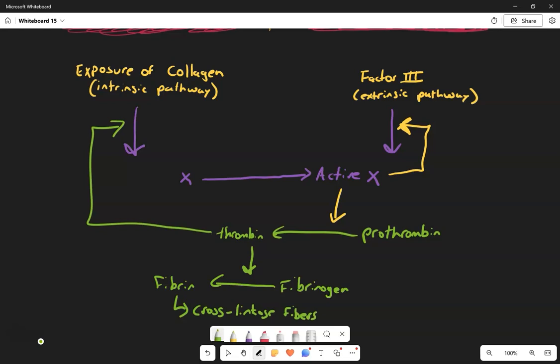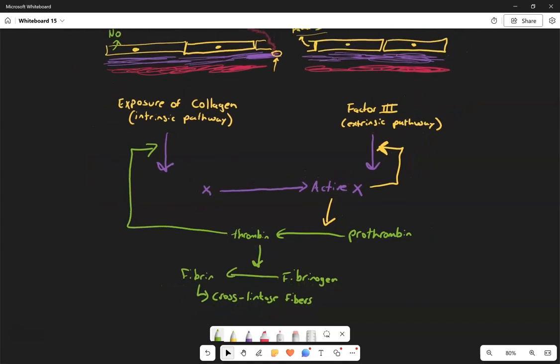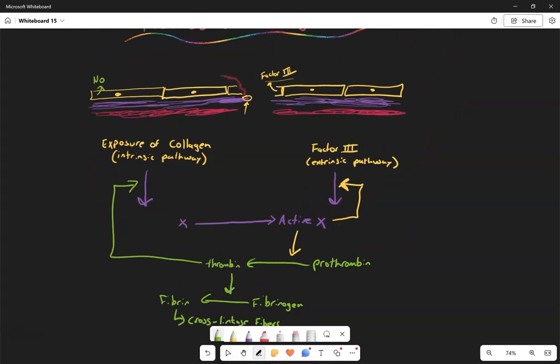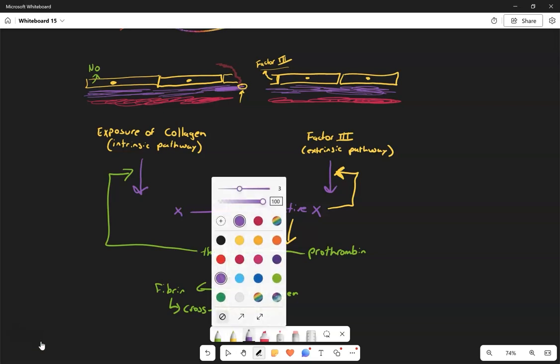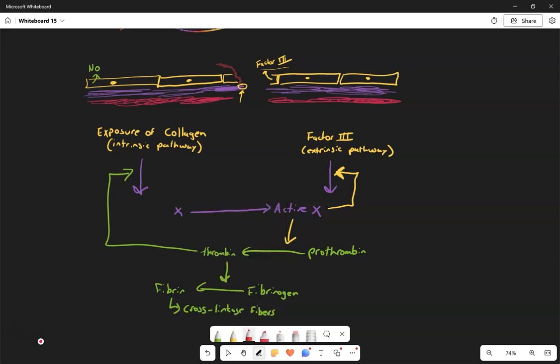Right? So when we get this exposure of the blood cells to the collagen and towards that factor 3, what it's going to do is it's going to take platelets. We're going to draw these in red little circles, right? It will take the platelets, right, and it will activate them. So as these platelets come in, they're going to bind to this exposed collagen, and they're going to bind in themselves, and they are going to form this nice little platelet plug.